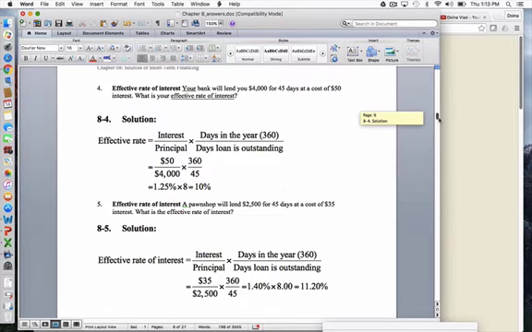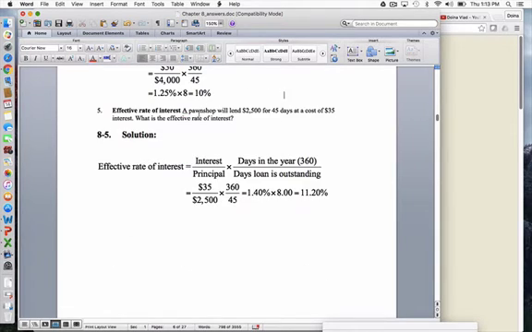The same with the next one. Pawn shops, they are notorious for asking high interest rates there. The same, if you borrow $2,500 for 45 days, cost $35, how much is your effective interest? Interest 35 divided by principal 2,500, times 360 divided by 45, it comes out to be 11%. So that was the application on simple interest.